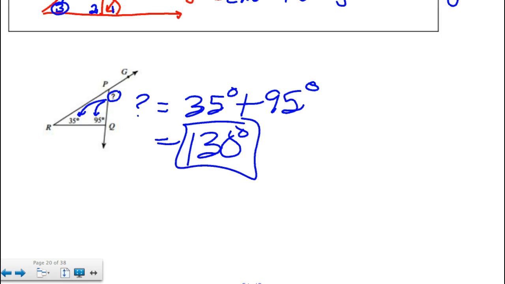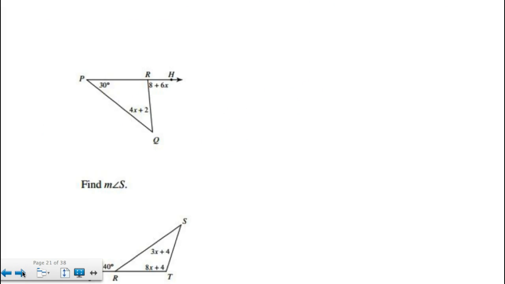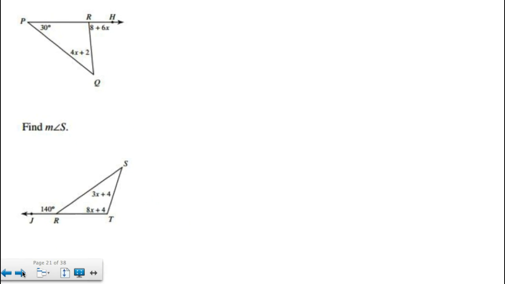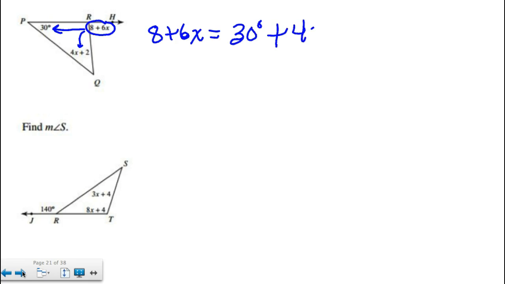Don't make it difficult. The next one, we're going to throw, like we've been doing with all the other ones, some algebraic expressions into it. So I'm going to be looking for x. In order to find x, I'm going to grab my exterior angle, and it's equal to the sum of the non-adjacent interior angles. So 8 plus 6x is going to equal 30 degrees plus 4x plus 2.